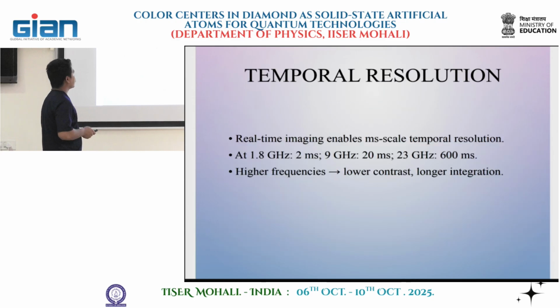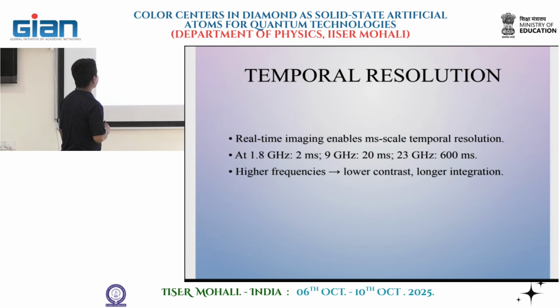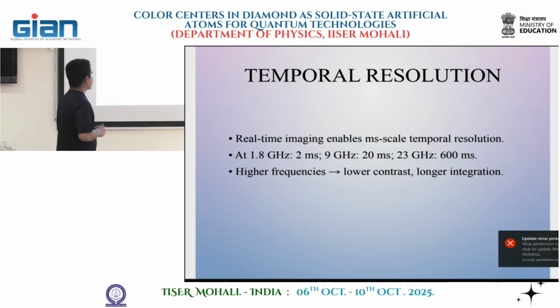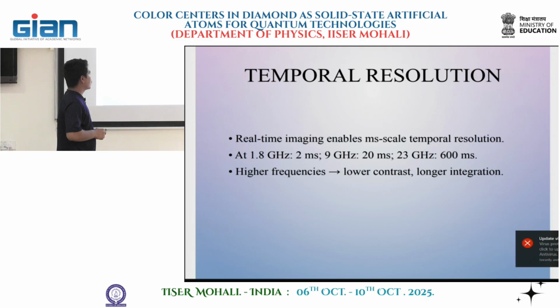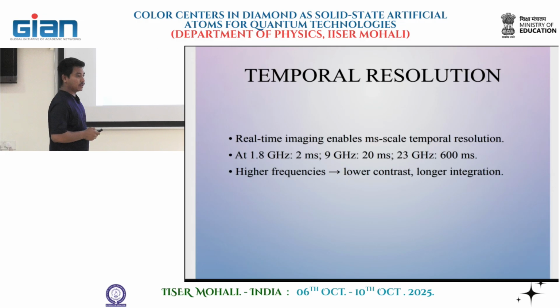And for the temporal resolution, this is used for real-time imaging and enables millisecond scale temporal resolution. Means for 1.8 gigahertz frequency, the resolution is 22 millisecond. For 9 gigahertz frequency, it is 20 millisecond, and for 23 gigahertz frequency, it is 600 millisecond. And for higher frequency, low contrast and long integration.